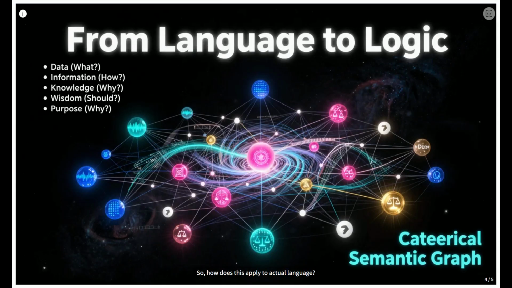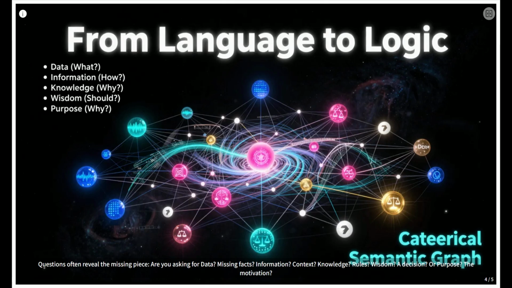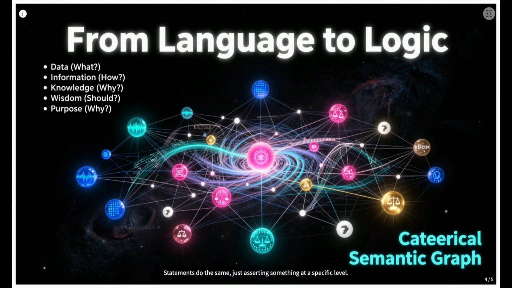So, how does this apply to actual language? Every single sentence, whether it's asking what happened or stating all metals conduct electricity, can be mapped onto these 5 layers. Questions often reveal the missing piece. Are you asking for data? Missing facts? Information? Context? Knowledge? Rules? Wisdom? A decision? Or purpose? The motivation? Statements do the same, just asserting something at a specific level.